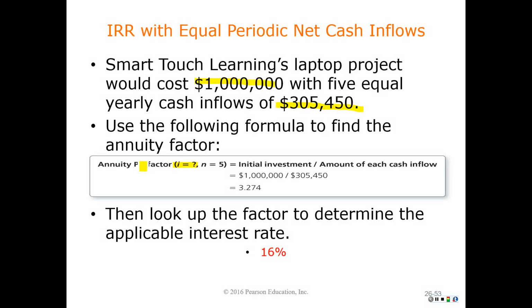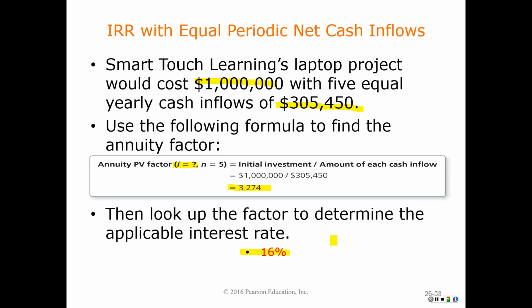I go to my annuity table and I look for this factor, 3.274. When I look in the annuity table at 5 years, and I skim across the 5-year data looking for this factor, I find the 16% interest rate. So it tells me that at a 16% interest rate, the net present value of this investment would be zero. And you could plug this number in if you wanted to see that it works. Your book actually does this for you and gives you an illustration of modifying these formulas. So I'd encourage you to get there.